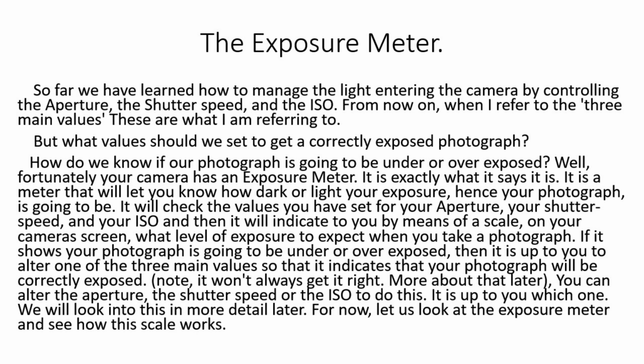If it shows your photograph is going to be under or overexposed, then it is up to you to alter one of the three main values so that it indicates that your photograph will be correctly exposed. Note, it won't always get it right, more about that later. You can alter the aperture, the shutter speed, or the ISO to do this. It is up to you which one. We will look into this in more detail later. For now, let us look at the exposure meter and see how the scale works.